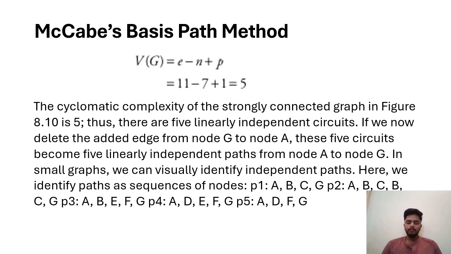In small graphs, we can visually identify independent paths. Here we identify paths as a sequence of nodes: P1: A, B, C, G. P2: A, B, C, B, C, G. P3: A, B, E, F, G. P4: A, D, E, F, G. P5: A, D, F, G.